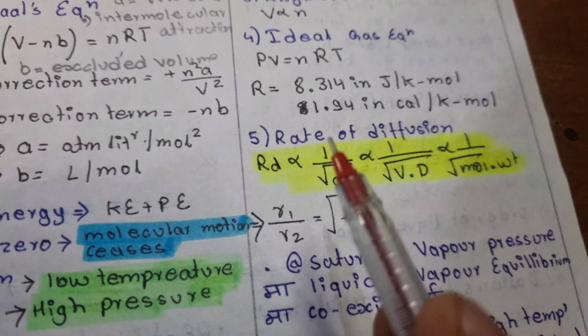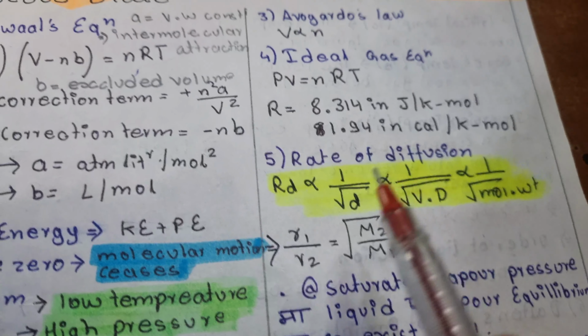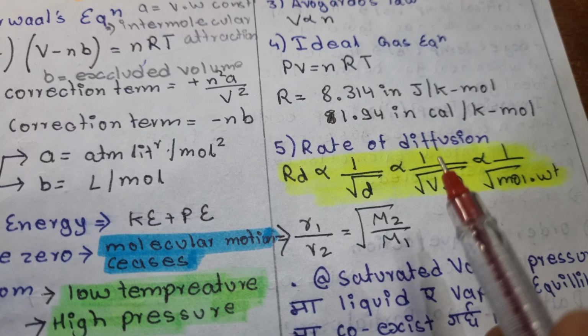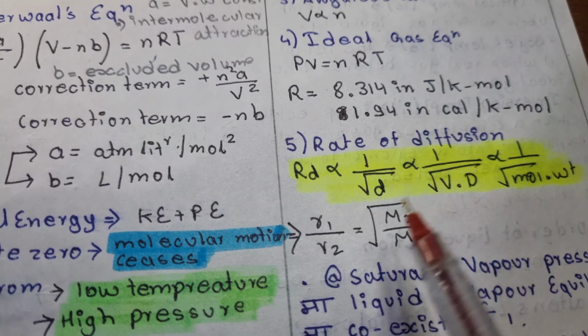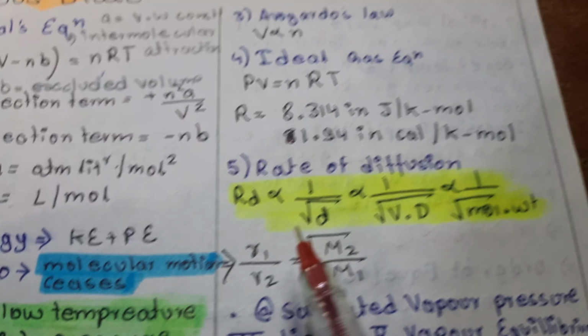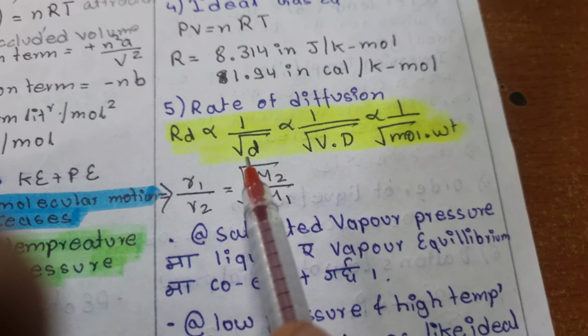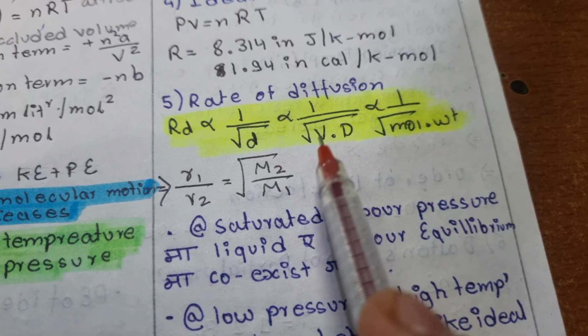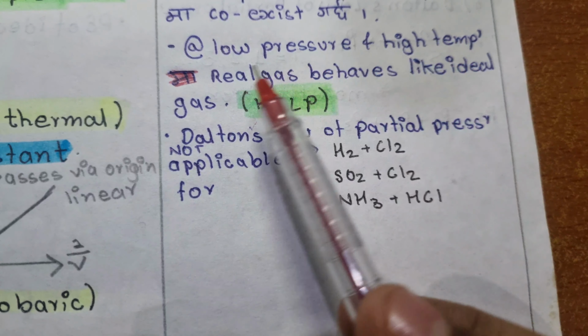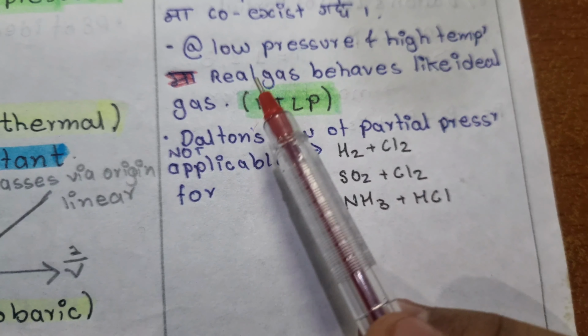Now third is rate of diffusion, or simply Graham's law of diffusion, which states that under similar conditions of temperature and pressure, the rate of diffusion of a gas is inversely proportional to the square root of the density of the gas. As density is directly proportional to vapor density, we can simply replace the term density by vapor density. At low pressure and high temperature, real gases behave like ideal gases.